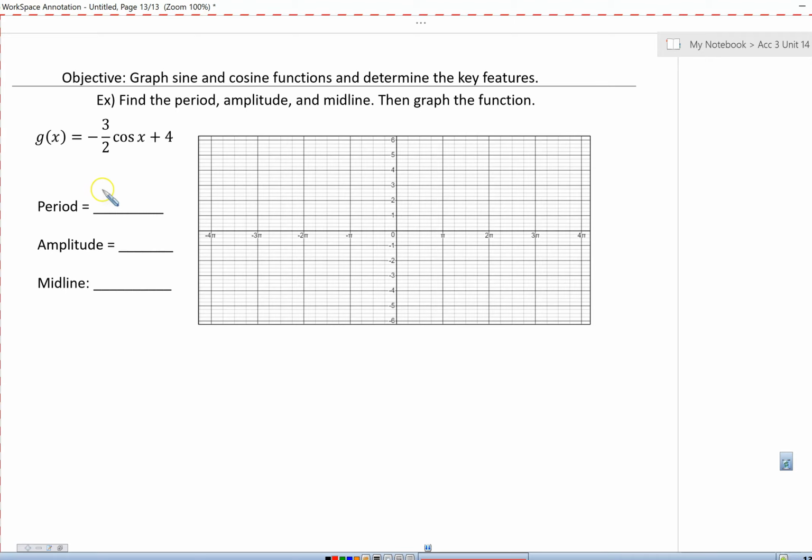So the period would be 2 pi divided by our coefficient of x, which is 1. So that's 2 pi radians. We will deal with changes in the period in the next lesson. Amplitude is the absolute value of -3/2, which would be +3/2. Midline is y equals k. K is +4. So we've got a midline of y equals 4. All right, so I am going to put a dashed line at my midline of y equals 4. So here's where my midline will be now.